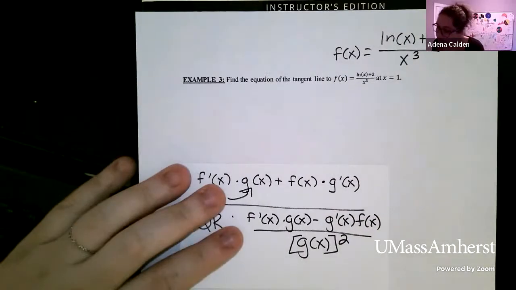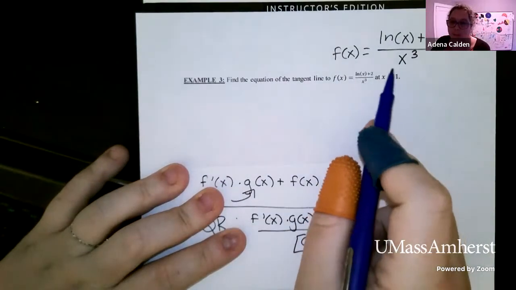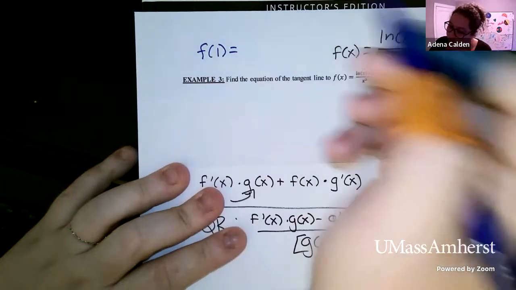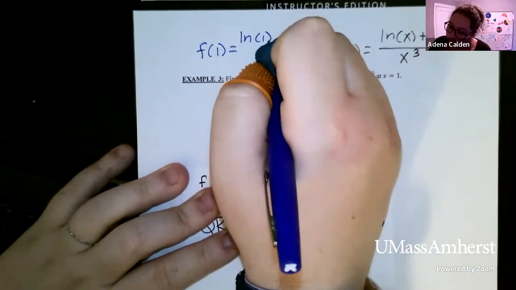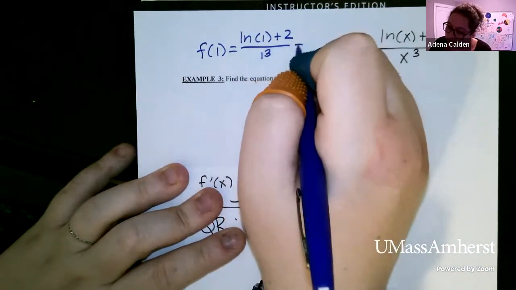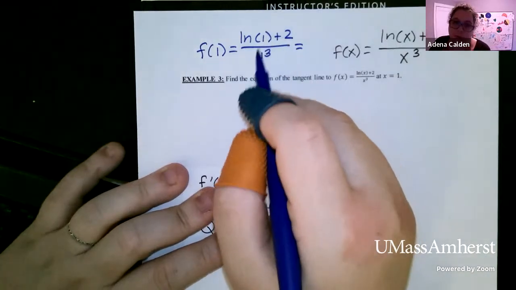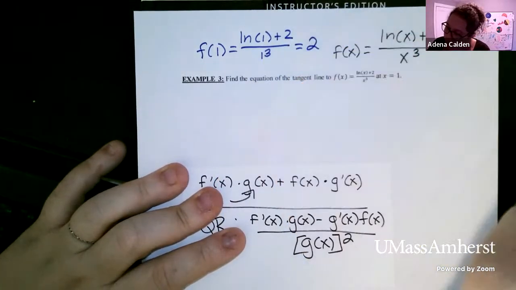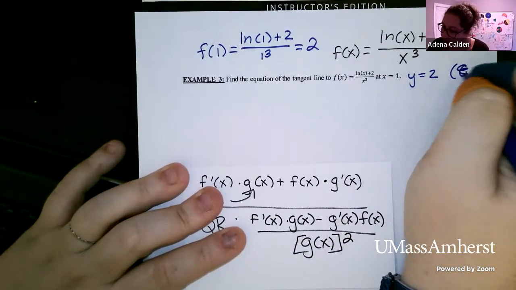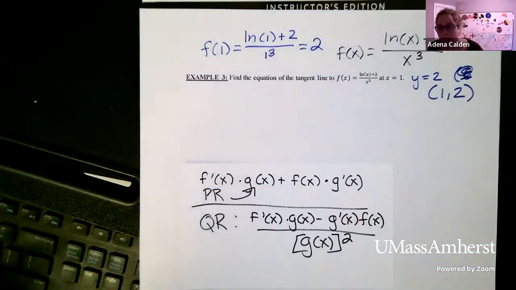All right. So again, we're going to need a point and a slope. So let's start by finding the point. We need to plug this one into the original function to find the corresponding y value. So we have the natural log of 1 plus 2 divided by 1 cubed. The natural log of 1 is 0. 0 plus 2 is 2. 2 divided by 1 is 2. So when x equals 1, y equals 2. And we have the point (1, 2) that we're working with here.